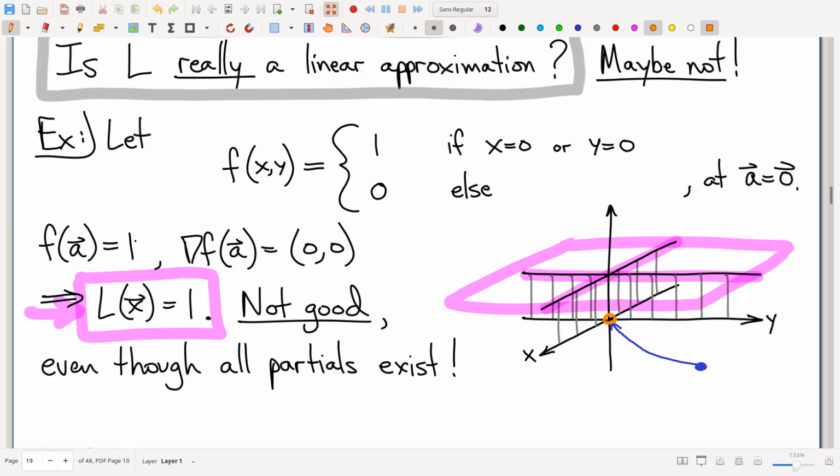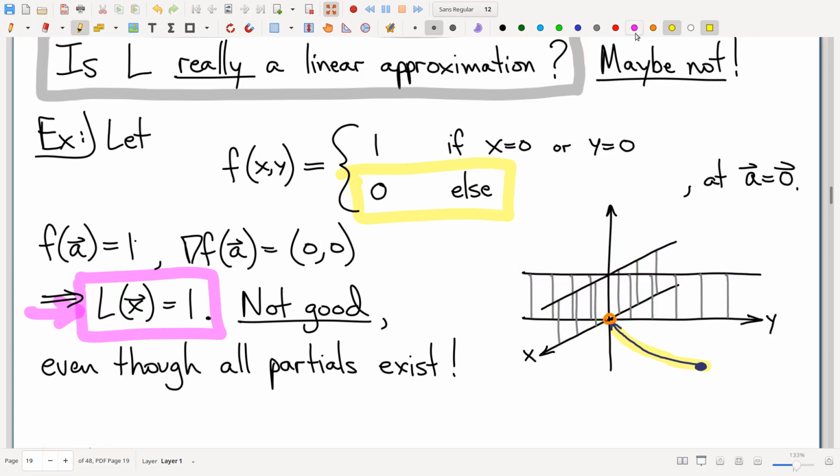And as I do that, what's the value of the function? Well, the value of the function, for all those points, is 0, because I'm not on the axes. The value of the function is 0. F itself is 0 for that whole curve. But the linear approximation is 1 for that whole curve.